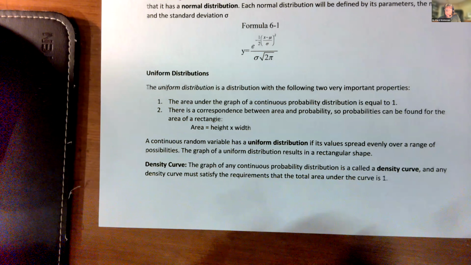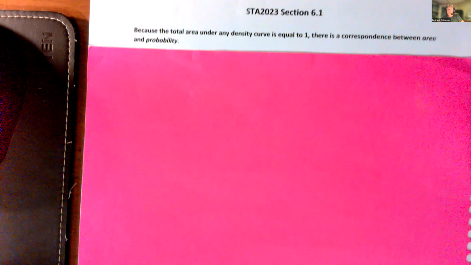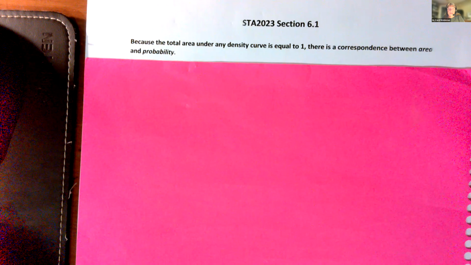And that's because, as I just mentioned, there's a correlation or association between the area and the probability, because that's how we're going to work our problems. To find the probability, we're going to find the area under the curve, or the area under the rectangle for the uniform distribution.